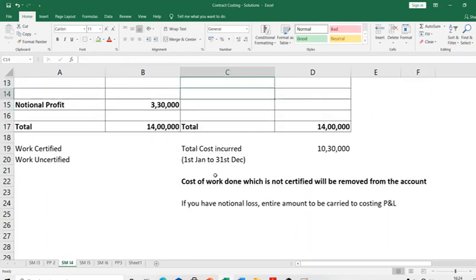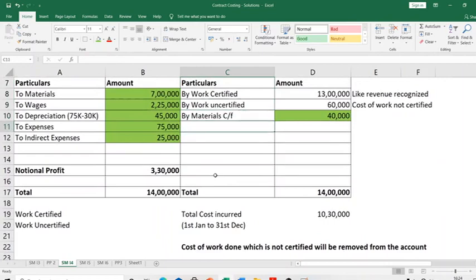If you have a notional profit, you can't always say that entire amount to be taken to costing P&L. There, conservative principle may come and say, have some reserve with you. Don't take everything to costing P&L, because if you take something to costing P&L, it will mix with the other items of profit. That means it will be available for other items of expenses also. So if you take something to P&L account, you are freely giving it off to other people. So conservative principle will say that notional profit, just like that, don't take everything to costing P&L.